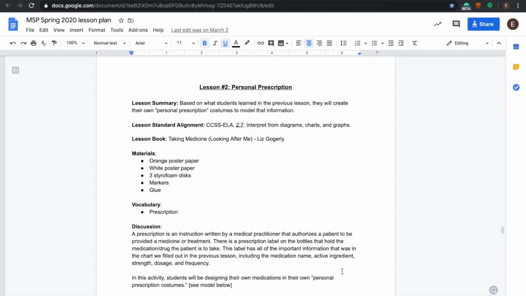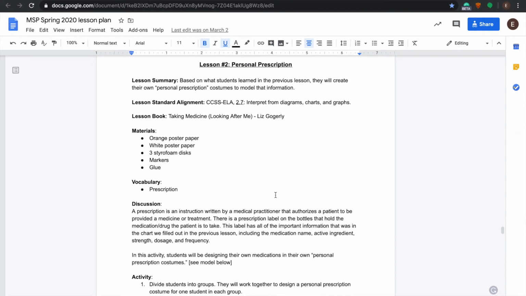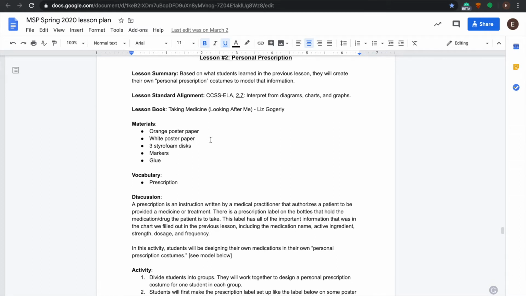And welcome to our pharmacology unit, lesson 2, personal prescription. I'm Eduardo Lopez, and I'm gonna help explain this really fun activity for the students. So we're gonna be tying in information that we learned from the previous lesson. We're gonna be talking about dosage, active ingredient, medication frequency, strength and frequency.